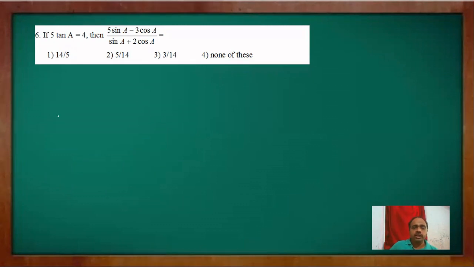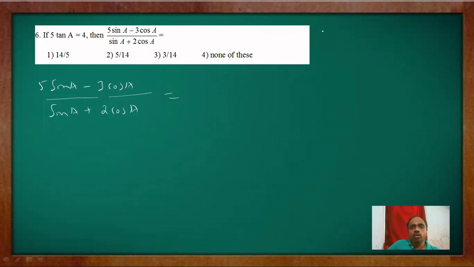If 5 tan A is equal to 4, then what is the value of (5 sin A minus 3 cos A) divided by (sin A plus 2 cos A)? You would find the value of this. He has given the value of tan A. What is the value of tan A he has given? 5 tan A equals 4. Cross multiply that 5. It will be 4 by 5.